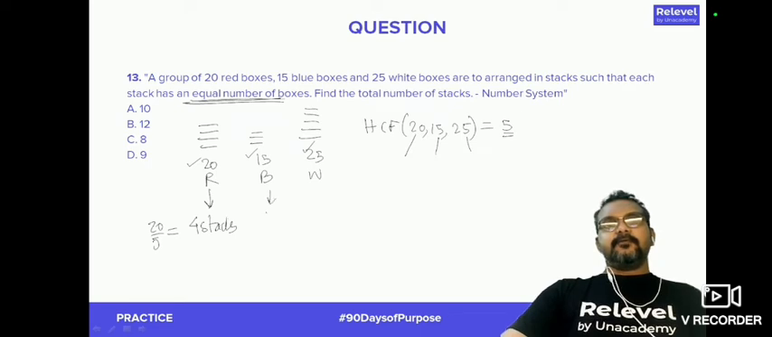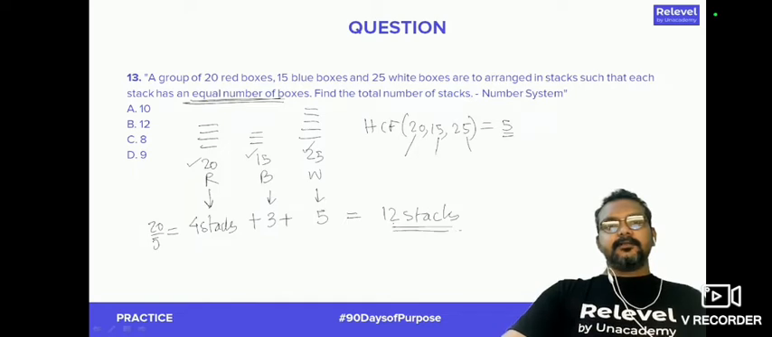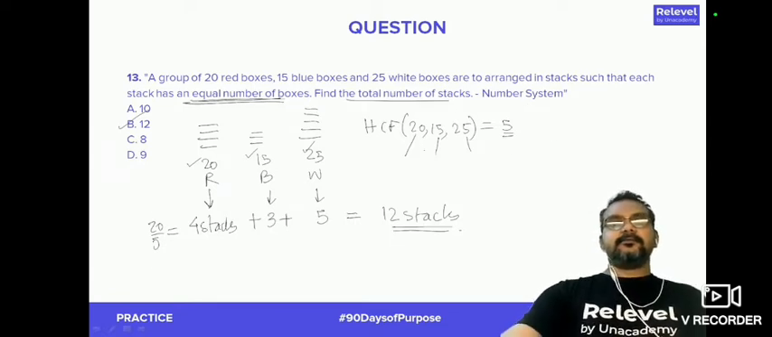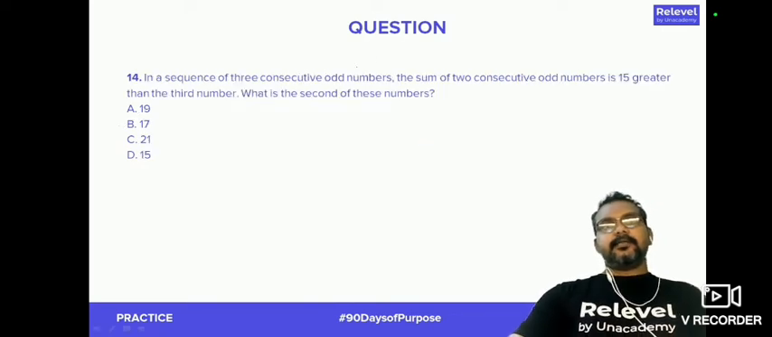For B it will be 15 by 5, 3 stacks. And here it will be 25 by 5, 5 stacks. So total there are 12 stacks. So answer option B. Okay, they're not asking how many in a stack, they're asking number of stacks. So not 5. Next, number 14.